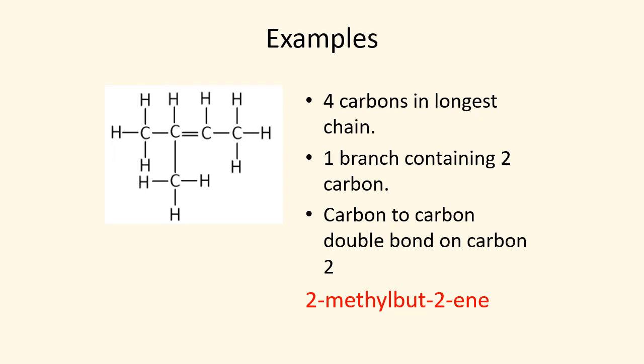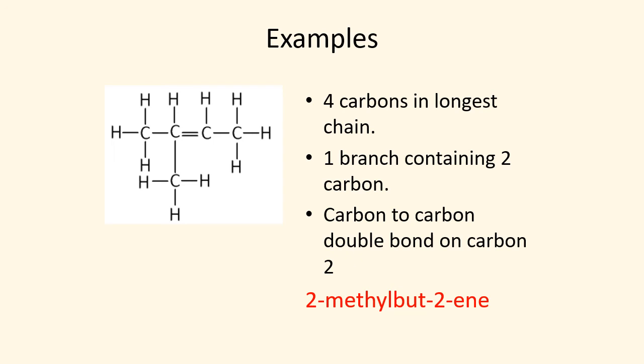Now, if you looked at the molecule the other way round, so rather than looking at it from the left-hand side, if you looked at it from the right-hand side, you might think that it's 3-methyl-but-2-ene, but we need to have the numbers as low as possible. So if the branch is on one of the carbons that has the double bond, we want to use the lowest possible number for that carbon. So it's 2-methyl-but-2-ene.